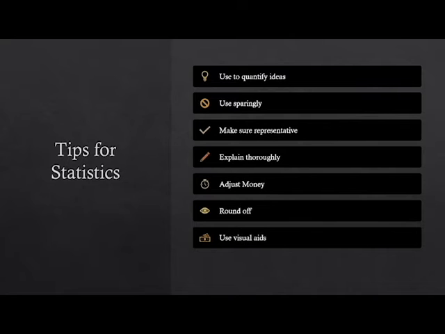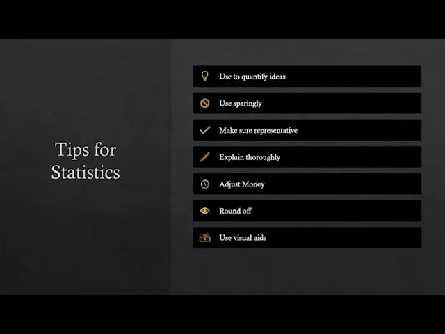Then if you're comparing dollars over a period of time, so let's say you're talking about a salary in 2000 versus a salary in 2020, and you're comparing those salaries, you have to adjust for the time and change in money. So if you're doing that, you always need to adjust it for the fact that the dollar was worth more in the past than it is today.